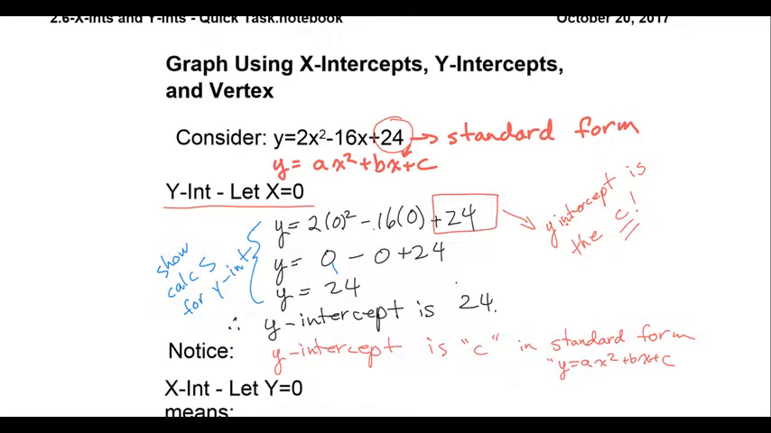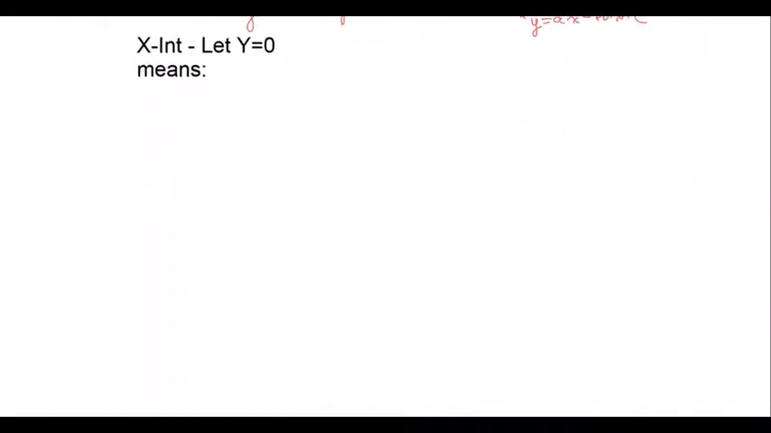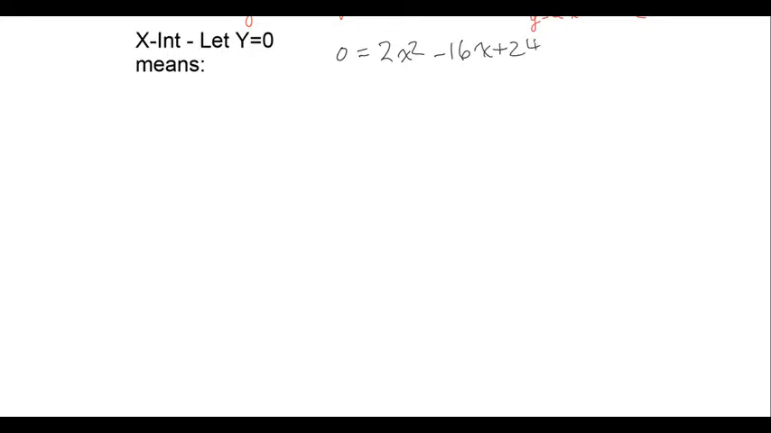Moving on to the x-intercepts. When we find the x-intercept, we always let y equal 0. So that means our original equation turns into this: 0 equals 2x squared minus 16x plus 24. Now, this is the form that we used when we had to do our factoring or use the quadratic formula.